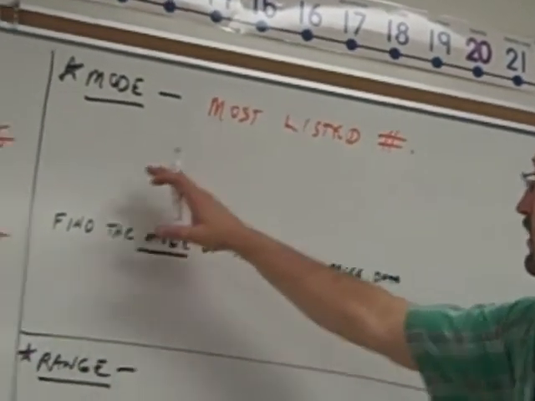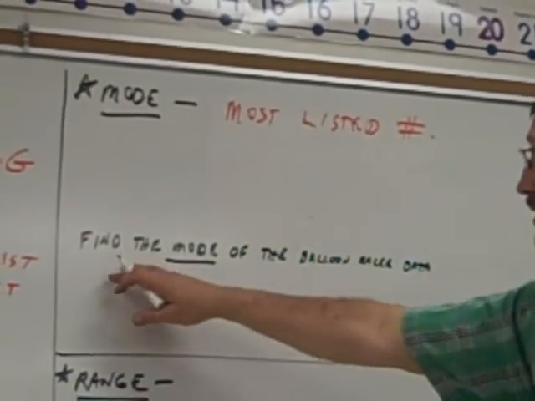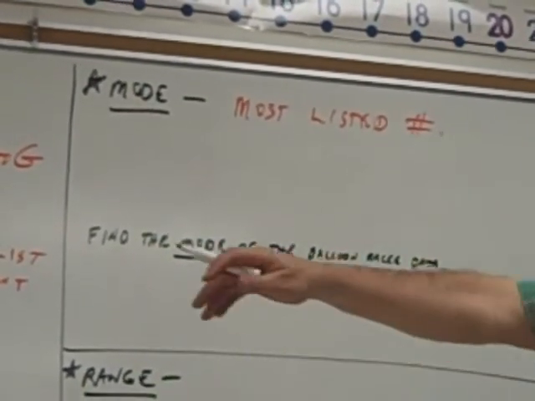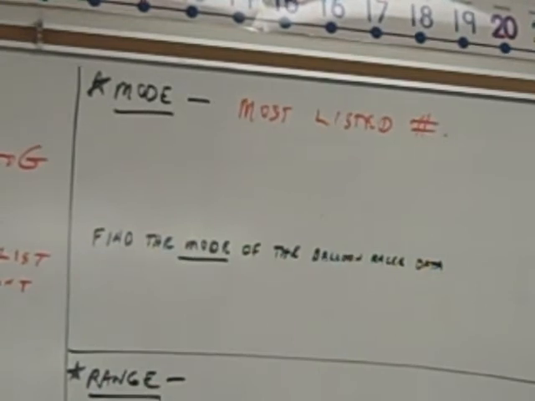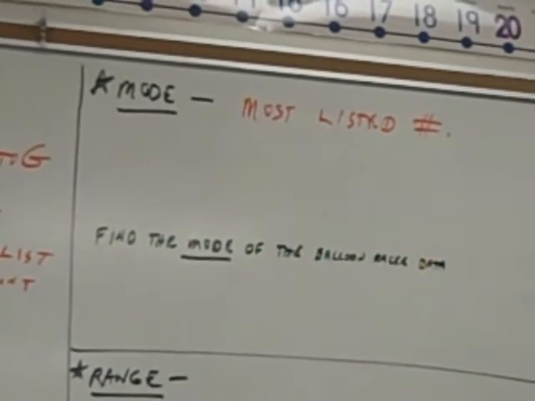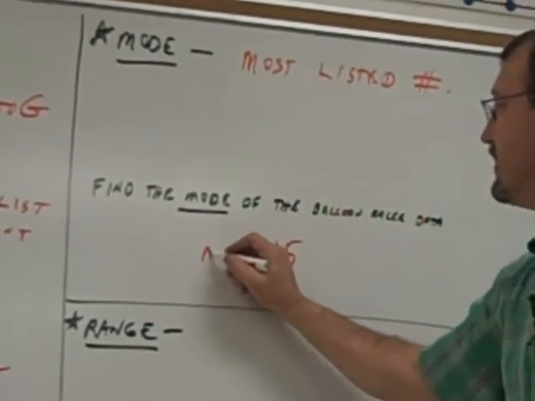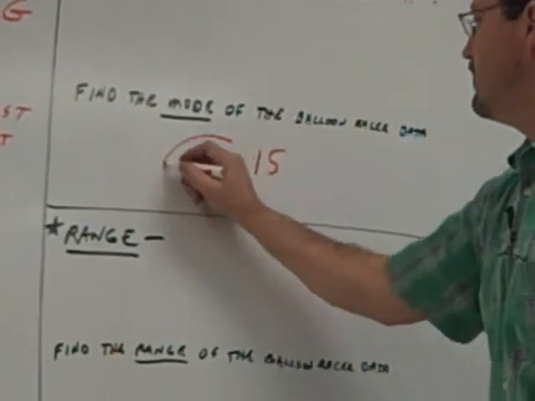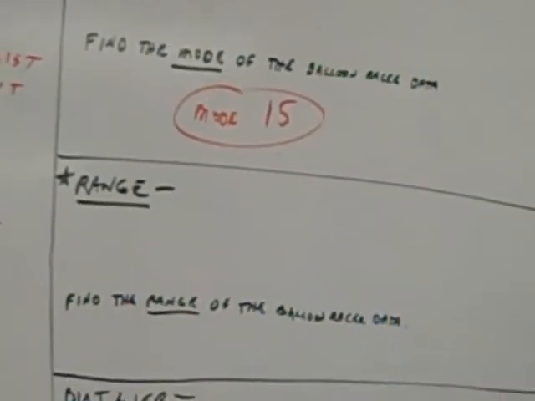So, the most listed number, find the mode of our balloon racer data. What number shows up the most times? 15 is the mode. Which one's the easiest one to do? The mode's the easiest because you just got to find the one listed the most.